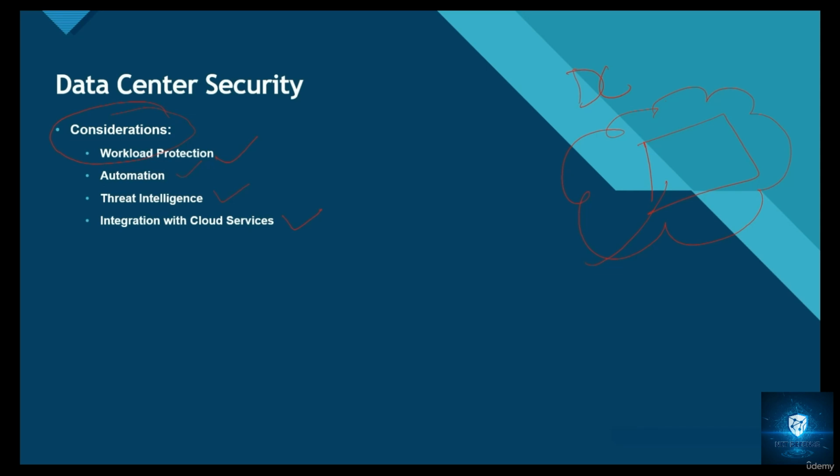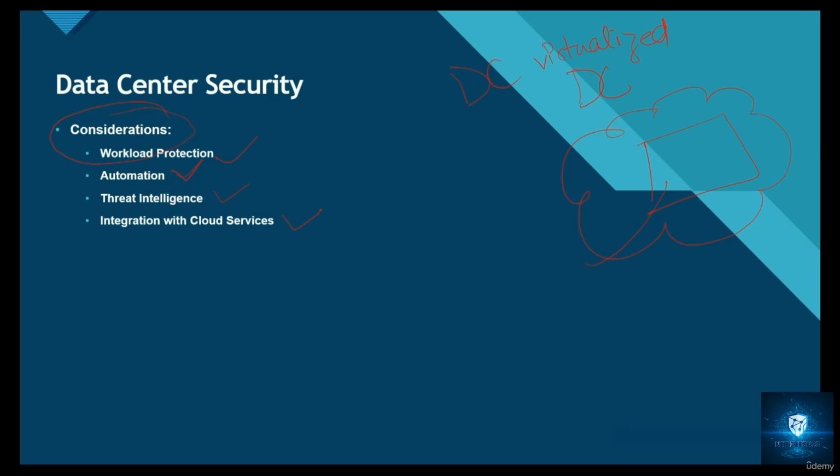For example, in the DC, you will obviously have the virtualized environment. You would have lots of virtual servers, lots of applications deployed on it. So you would have to consider those workloads, and based on that, you have to have security based on their sensitivity level.